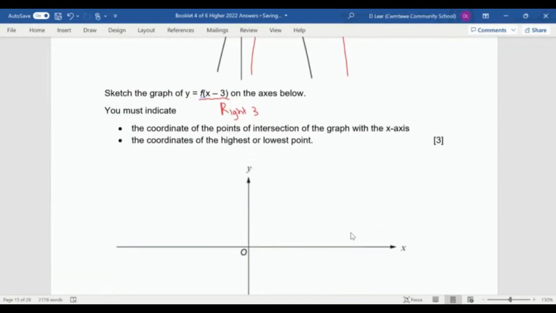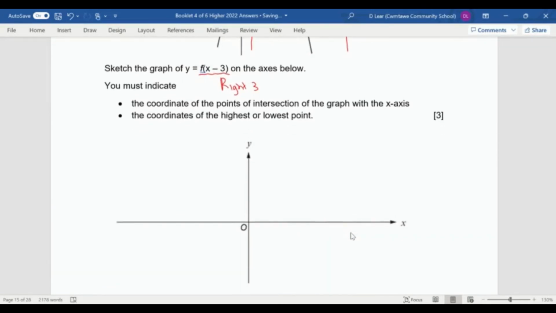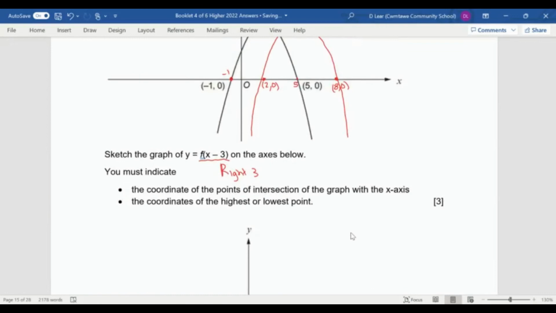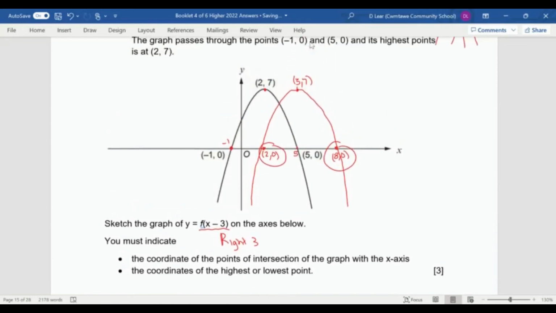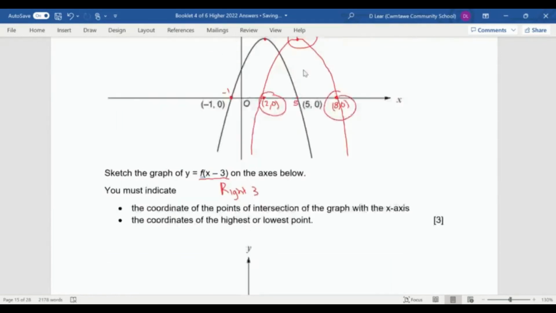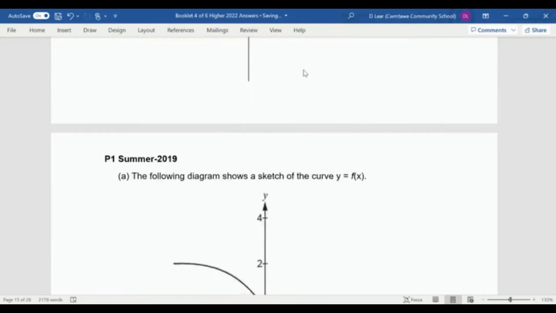Okay, all right, I should have done that on here. You must include the coordinates of the points of intersection of the graph with the x-axis, which I've done, which is there and there. And you must include the coordinates of the highest or lowest points. And there, that's the highest point. So we've done that as well. So we've given all the coordinates we need. I just should have drawn it on that rather than up above.